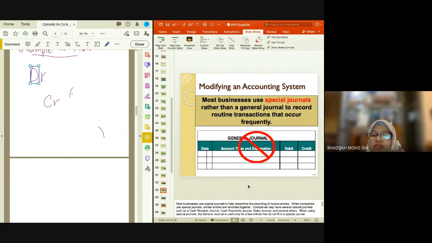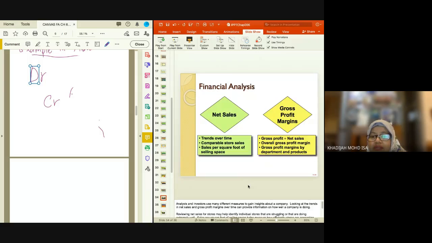All right, you are not supposed to modify. And most businesses use a special journal rather than a general journal. Okay, this one is okay.